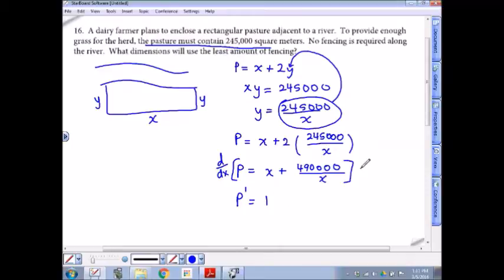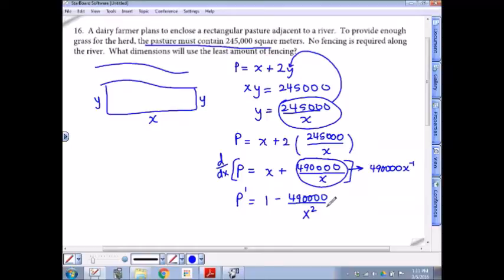Now, this here might be easier to move the x up to the top and think about it as 490,000 times x to the negative 1. So when you take the derivative, remember the negative 1 will drop down, making that a negative 490,000. And it would decrease the exponent by 1, so it would now be a negative 2. So you're going to get negative 490,000 all over x squared. So there's the derivative of the perimeter.